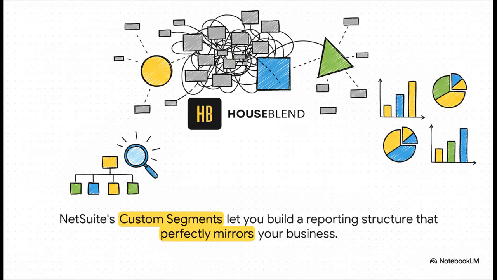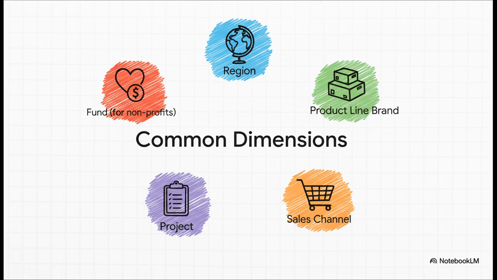Let's just zoom in on NetSuite's custom segments for a second, because it's a really great example of how flexible this can be. It lets a business design a reporting structure that isn't just generic. It can perfectly mirror how their unique business actually operates, whether that's tracking projects or product lines or anything else they care about. And that flexibility is everything. I mean, you can create dimensions for pretty much anything you need to track: region, product line, sales channel, a specific project. A nonprofit could even use a fund dimension. Each one of these gives you a brand new, powerful lens to look at your business performance.